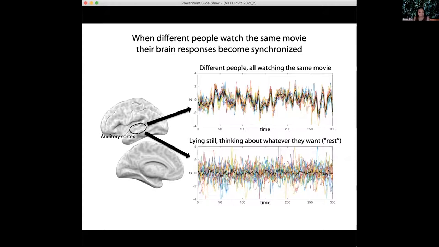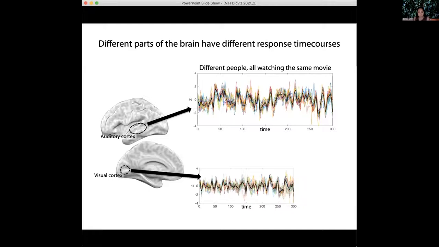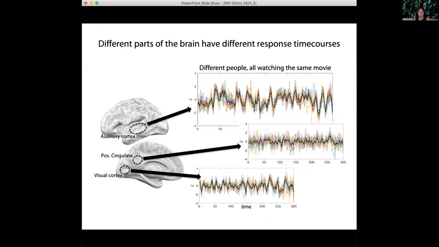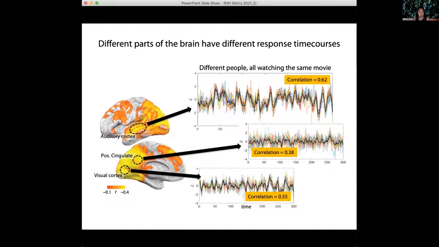Each part of the brain has its own response time course, depending on what features of the movie stimulus it cares about. And if you calculate this correlation across people for every part of the brain, you can make a map of synchrony across people. The correlation map is a static visualization of the synchronization across people's brains. It's a useful visualization. To see the brain activity that gives rise to those correlations, we can look at this animation of the raw fMRI signal.